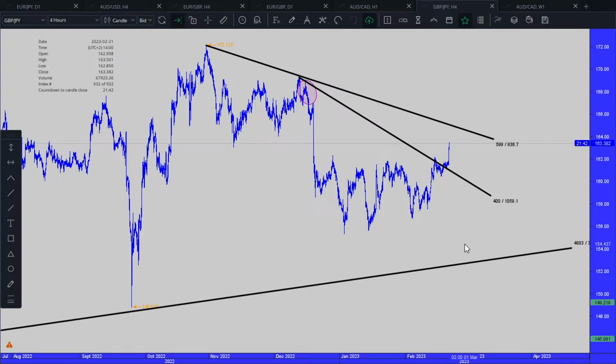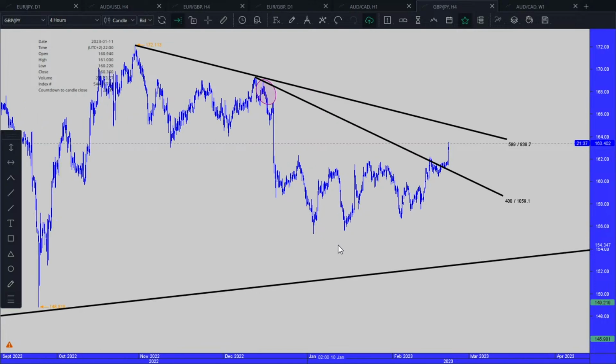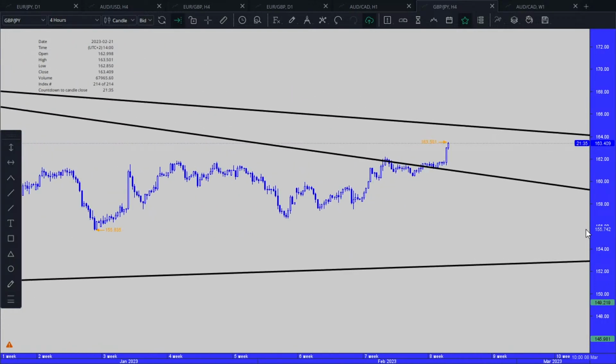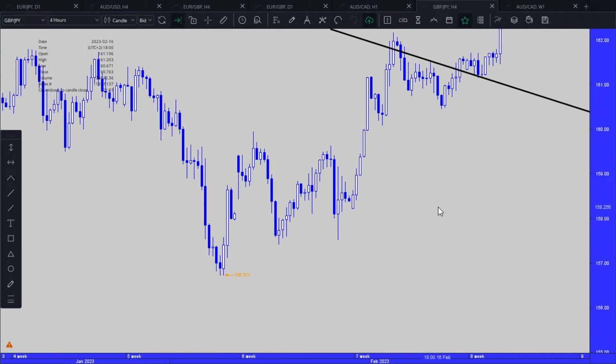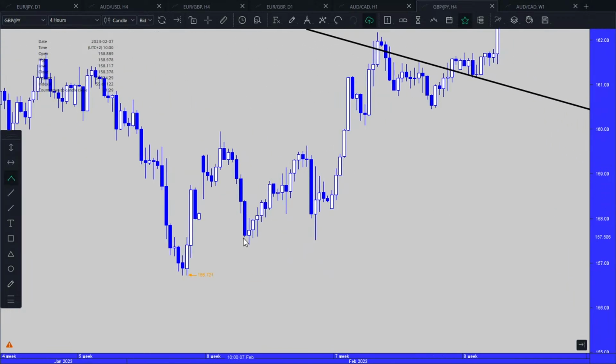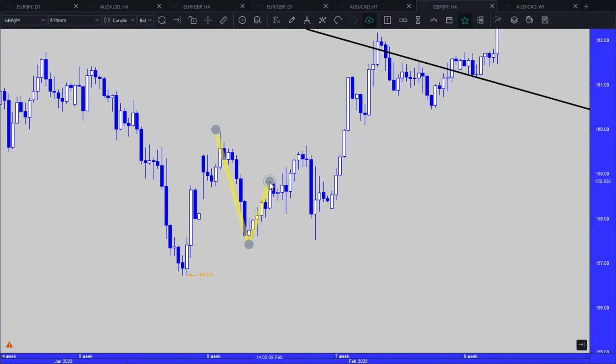Short-term trend. Let's see, short-term trend. Low to high, too high, too low, low to high, too low, too high.